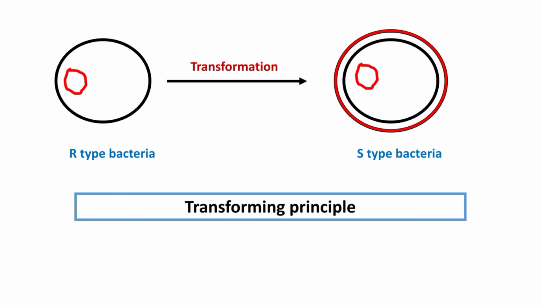This was Griffith's experiment. In the next lecture, we'll talk about Avery's experiment. Avery and his colleagues proved the nature of transforming principle. They showed us what this transforming principle was. So this is all for today.